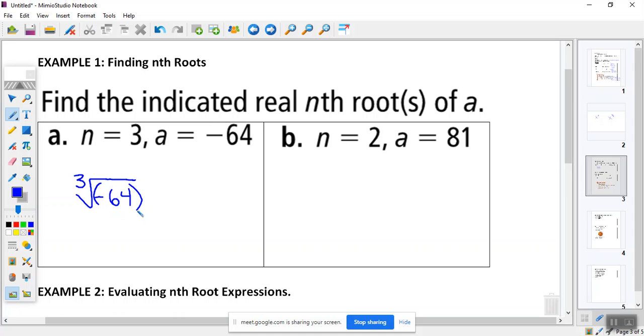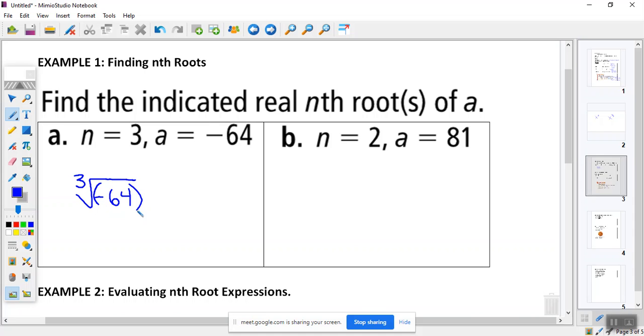Third root of negative 64. Did you get negative 4? Negative 4 is correct. Let's see what function in there. You put in negative 64. Okay, now get your root button and 3.